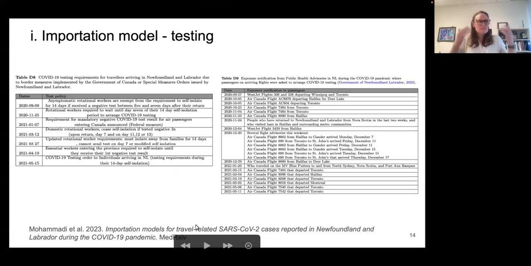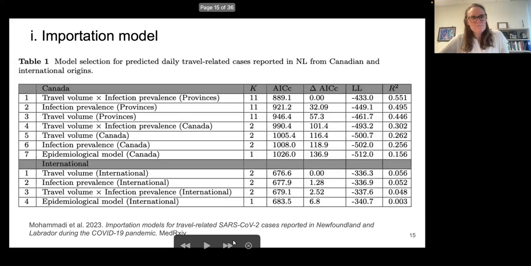And then for the mechanistic model, I mentioned that to be reported as a travel-related case, you need to be tested. So a lot of detail went into this aspect, where we considered all the different federal and provincial requirements for arriving travelers to be tested on the left. And then on the right, there were exposure notifications at certain times, and individuals were requested to come in for testing, and that also got considered in the mechanistic model. That was called the epidemiological model number 7.